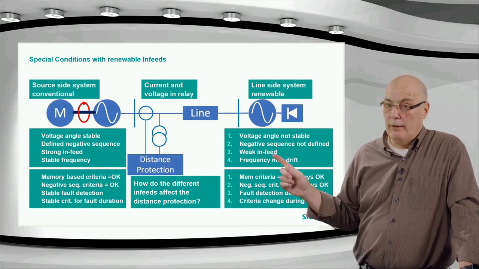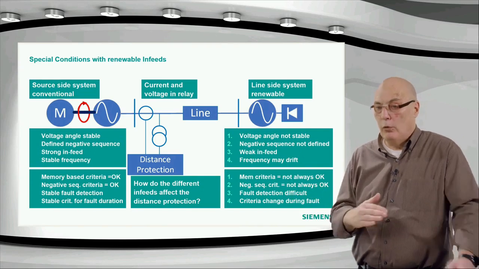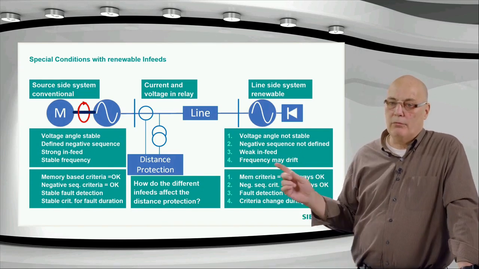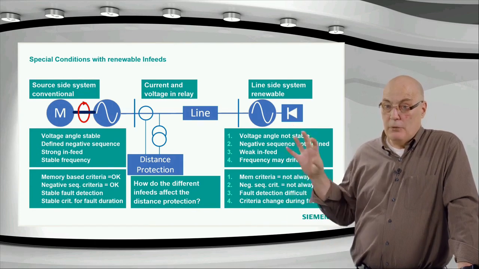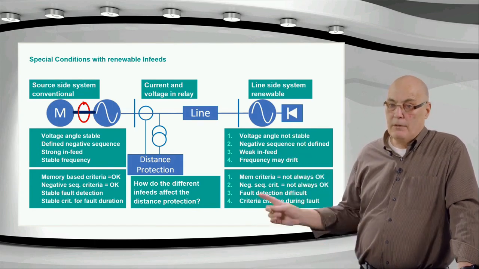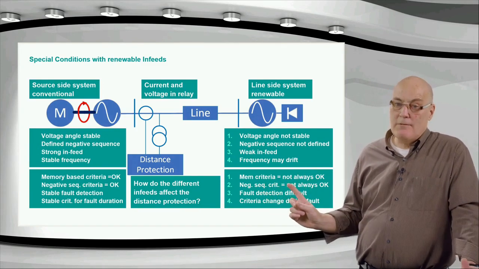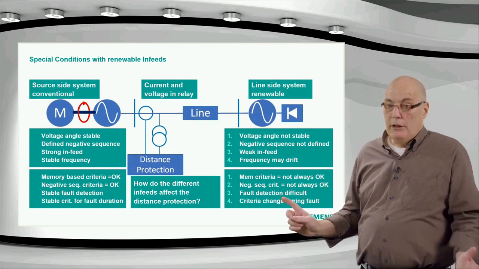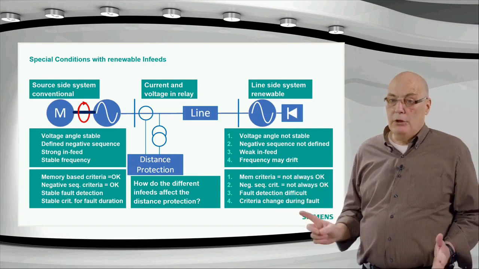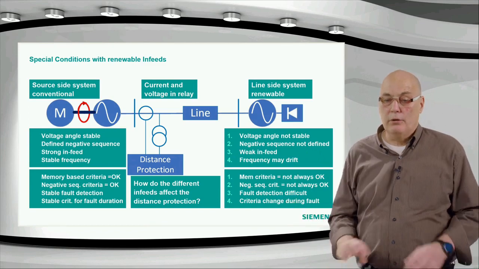There's not really reactive power. Again, fault ride-through might define what your power factor or your angle is that you're going to feed during a fault and so on. The frequency may change. Obviously, there's no frequency stability, but there's no inertia in that system. So memory direction, not always okay. Negative sequence, not clear what's going to happen because it depends on how the fault ride-through is defined. The fault detection, difficult because it's a weak in-feed condition. The criteria change during the fault. This is really not good. It's changing during the fault.